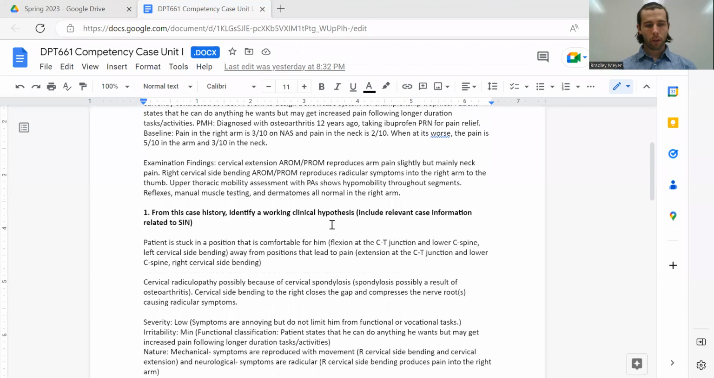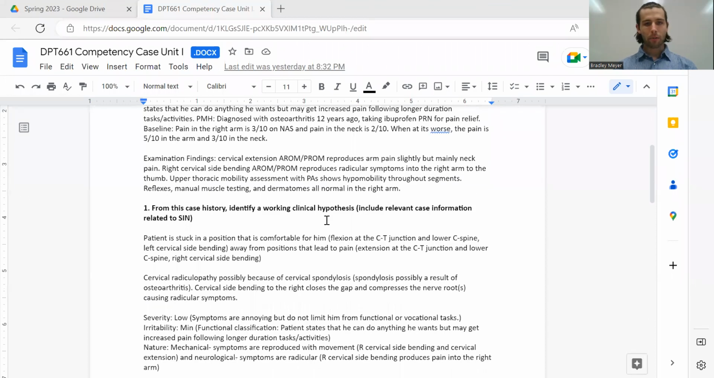So, my hypothesis regarding this patient is that he's stuck in a position that's comfortable for him, which is flexion at the upper thoracic and lower cervical spine, and left cervical side bending, and stuck away from positions that lead to pain, such as extension in the upper cervical spine and lower cervical spine. Also, right cervical side bending gives him some pain.